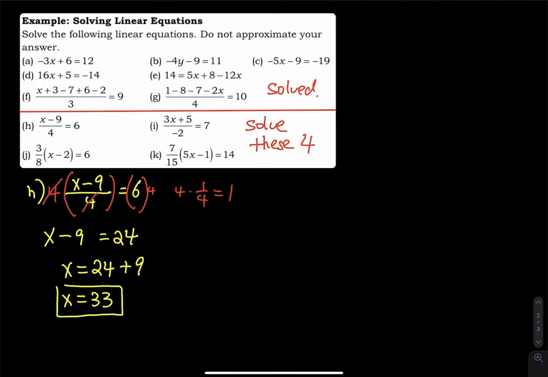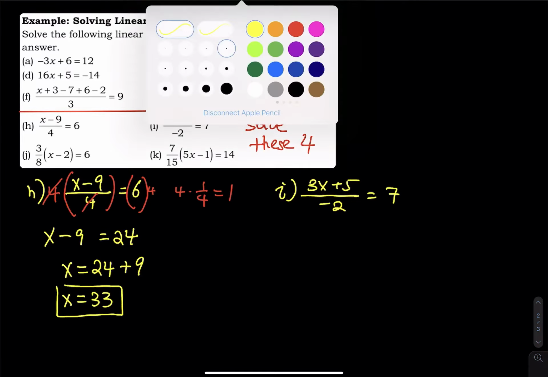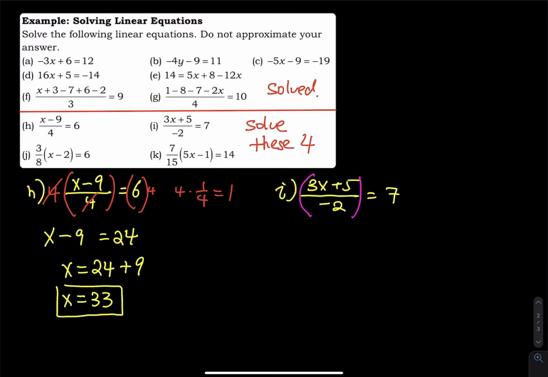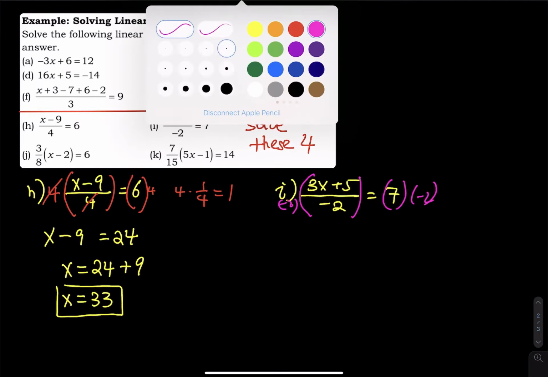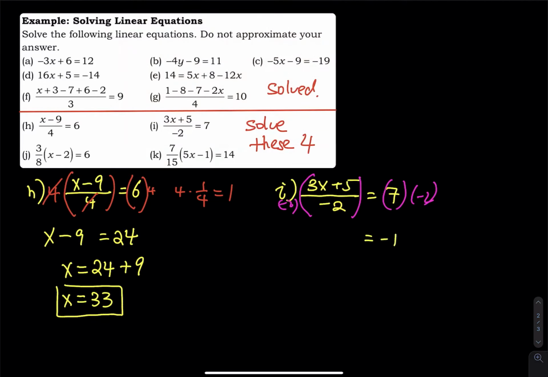And then part i, we have (3x plus 5) divided by negative 2 equals 7. First, I would like to get rid of the negative 2, so I'm going to multiply both sides by negative 2. And then we have 7 times negative 2 equals negative 14. Negative 2 and negative 2 got cancelled on the left. Then we have 3x plus 5 equals that. 3x equals negative 14 minus 5. That equals negative 19.